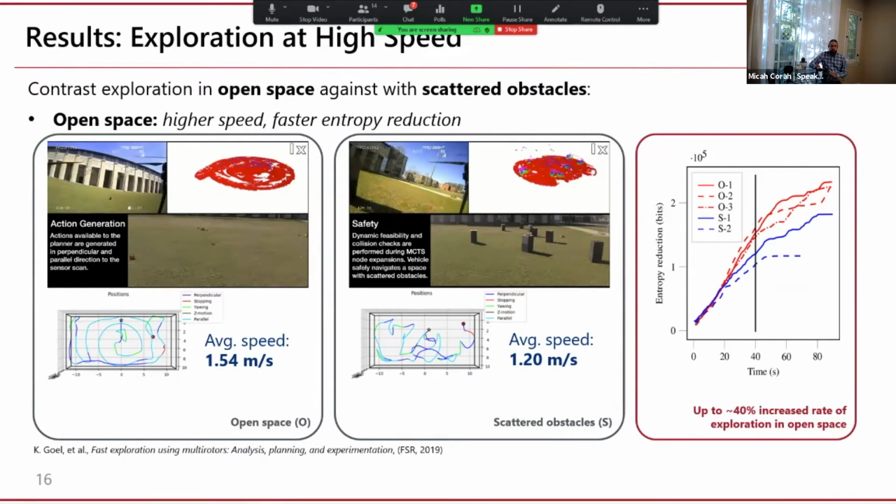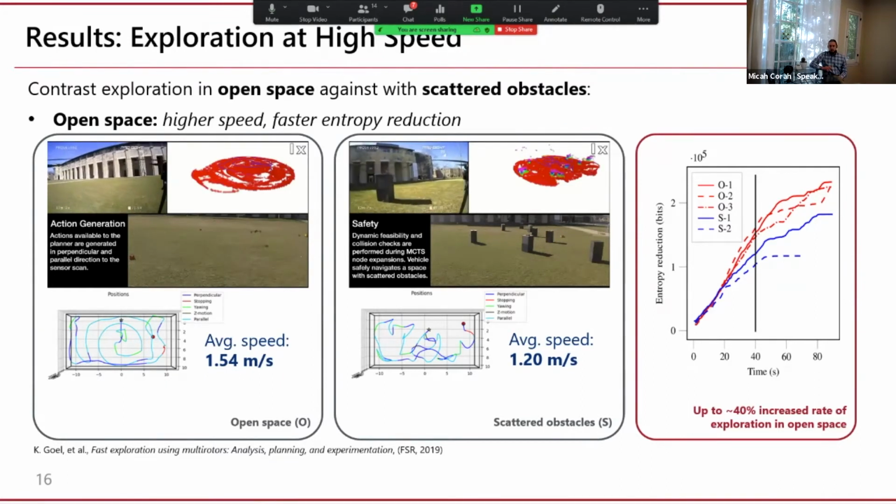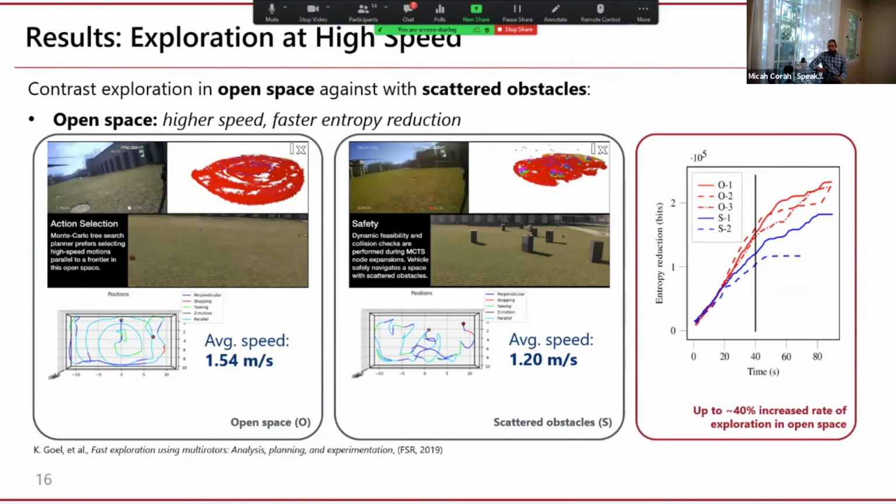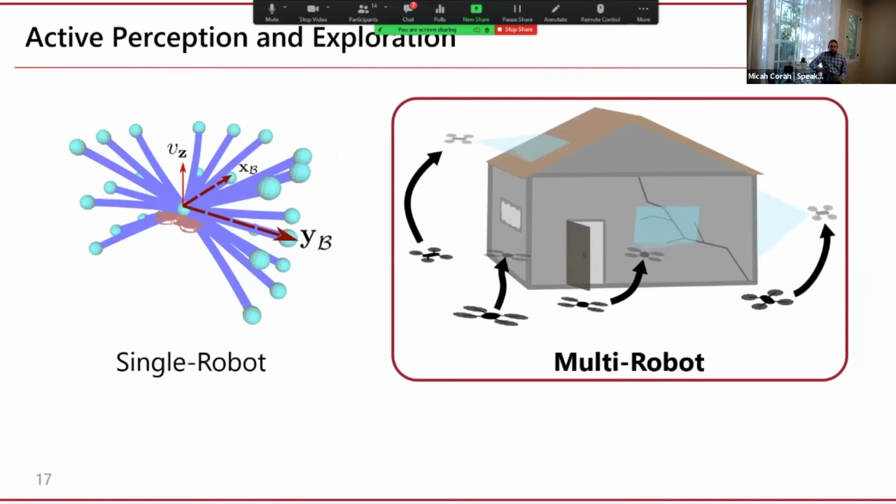So as a result, we're able to explore the open space more quickly on the right, and are able to still cover the environment with the same planner, but at a lower speed in the cluttered environment. So with that, let's talk about how to extend these techniques to multi-robot settings.